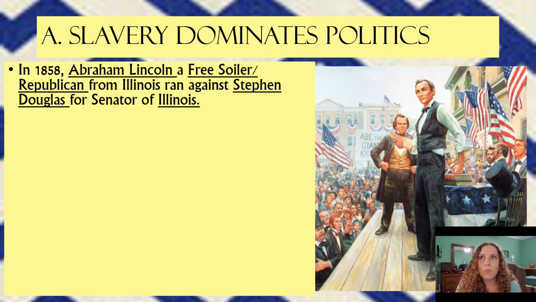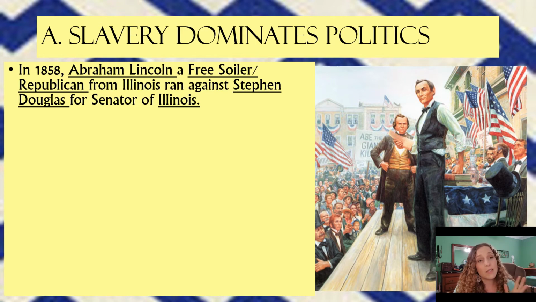And Lincoln's going to rise to national prominence, or become a little bit better known, in 1858 as a result of his running for senator of Illinois. He's not running for president yet. But just a little bit of a background on Lincoln. He is from Illinois. He's a lawyer. And he was a Whig, but is now a free soiler, or became a free soiler, and then becomes a Republican. So his stance on slavery is free soil.